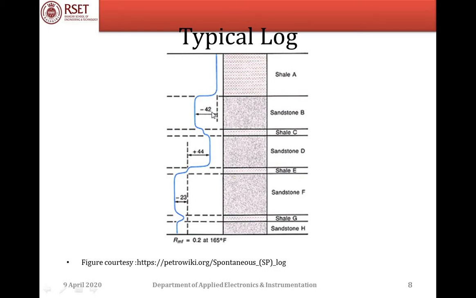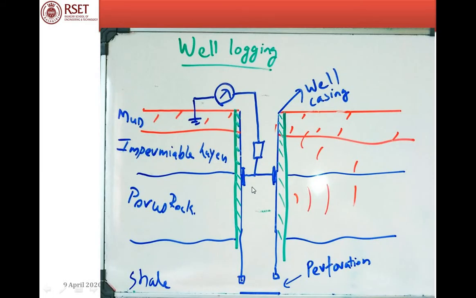You can see as the tool goes deeper there is a shift in the baseline. That is nothing but, when you look into this figure, as the tool moves deeper in, the more resistive path it has to overcome. So naturally the potential here increases. It is by the simple Ohm's law.